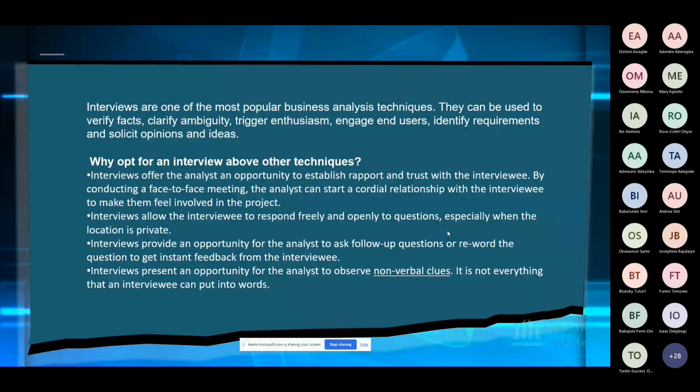Interviews provide an opportunity for the analyst to ask follow-up questions or reword the question to get instant feedback from the interviewee. Very important. Like I said, that's one of the good things, because you can read body language. For instance, you are doing an interview with someone, and maybe the person says one word that you don't understand, or you want to understand from that point.